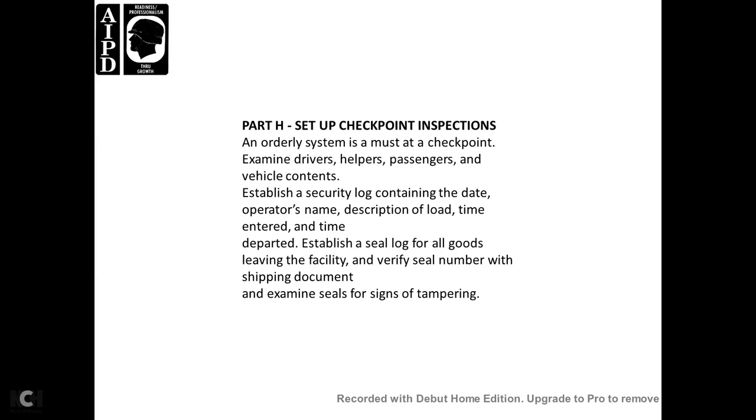An orderly system must be set up at the checkpoint to examine the driver and the vehicle's contents. The security log should contain the date, the operator's name, the description of the load, the time of entry, and the date and time departed. Establish a seal log for goods leaving the facility, verify the seal number against the shipping document, and examine the seals for signs of tampering.